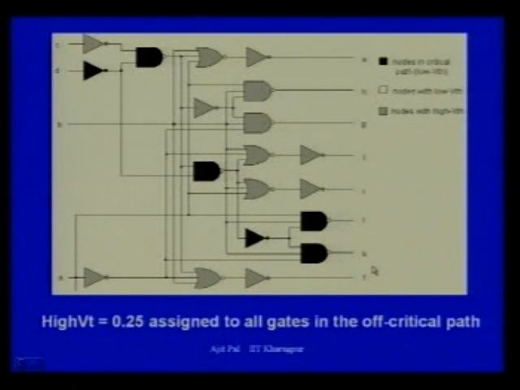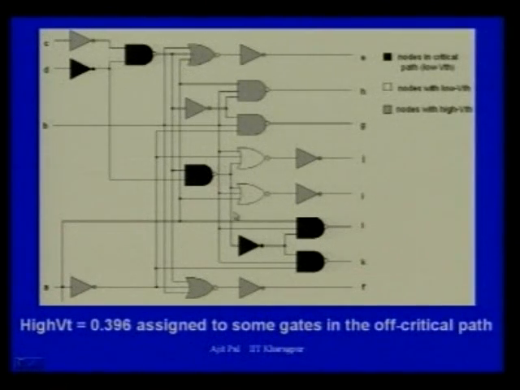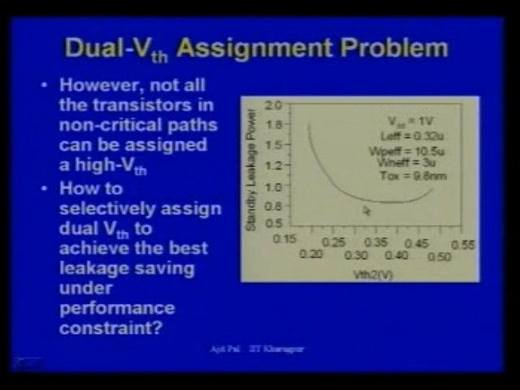As you can see here, 0.25 VDD is assigned to gates on the non-critical path, and 0.2 is the threshold voltage of the critical path. However, as you increase the threshold voltage, to a high VT, then some gates you cannot assign high threshold voltage. So there is a kind of optimization. Here you have to identify a high threshold voltage where the leakage power reduction is maximum, and which you can assign to gates on the non-critical path.